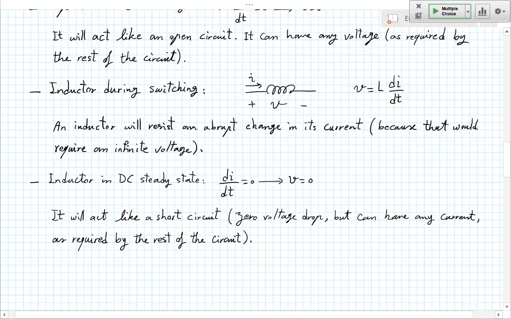So why don't we talk about an inductor responding to an abrupt change in voltage? Any thoughts about that? That's a very good question. Yes. Because our mathematical relationship doesn't tell us anything about that case? Yes. The relationship doesn't tell us anything about that case.